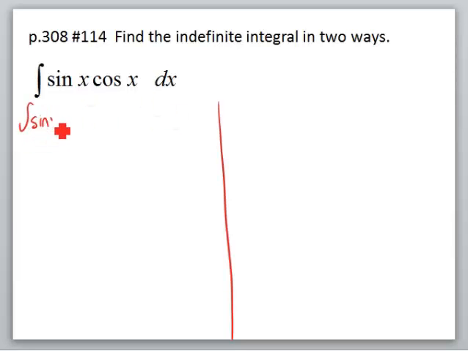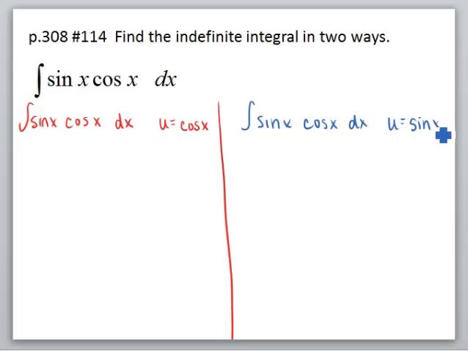by choosing my u to be cosine of x. And then I'm going to evaluate the same integral, but I'm going to pick my u to be sine of x. So let's go and do the first way.